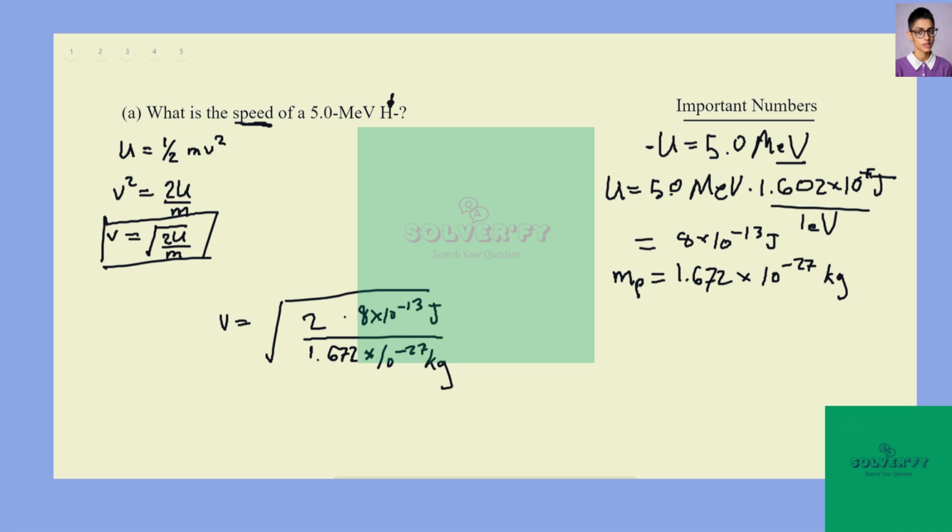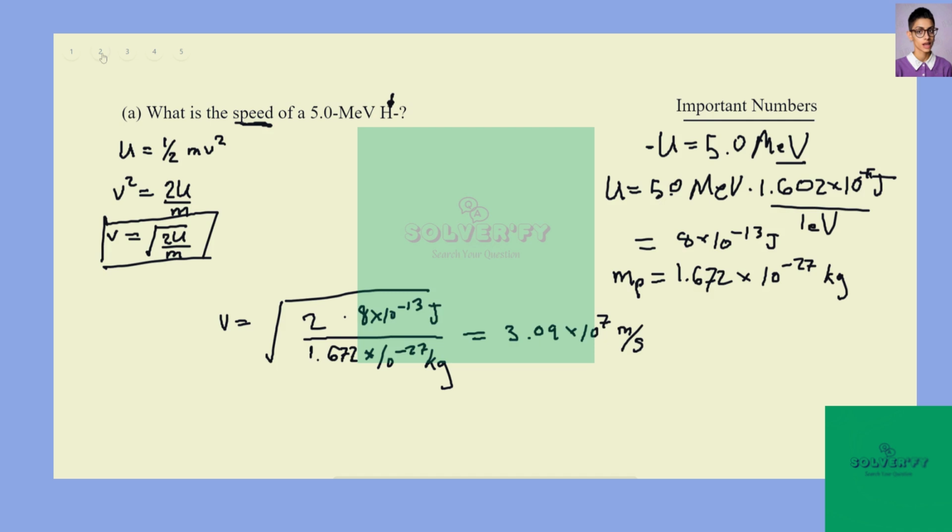All right. This will let us actually calculate. If you plug these numbers into a calculator, you'll get the final speed of 3.09 times 10 to the 7 meters per second. And then as a sanity check, we see that this is not greater than the speed of light, which is 3 times 10 to the 8th meters per second. So that concludes part A.